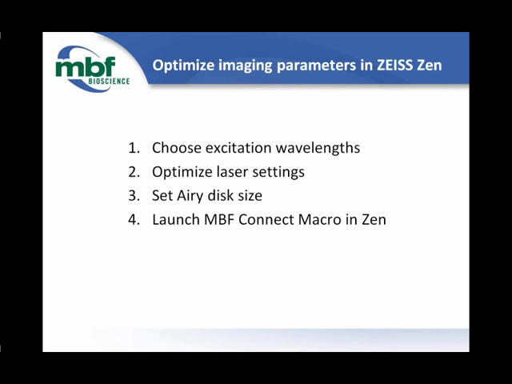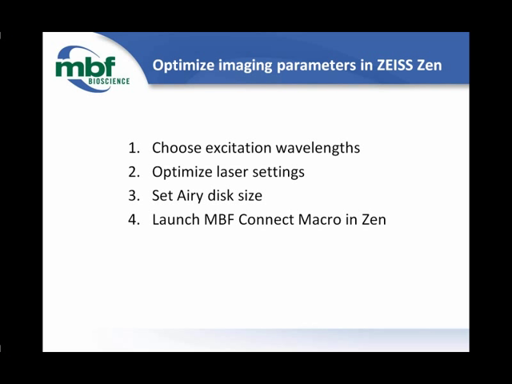What we'll do next is actually get started demonstrating how this process is performed. To do that, we will begin by working in ZEISS Zen. We will choose the excitation wavelengths. We will optimize our laser settings to improve our image quality. Critically, we are going to want to make sure that our airy disk size is set to the same value for all of our imaging channels.